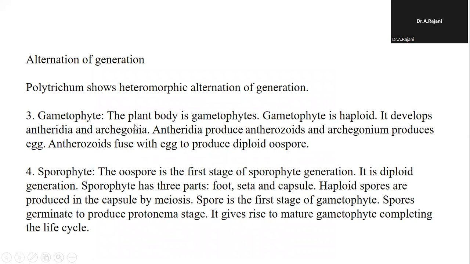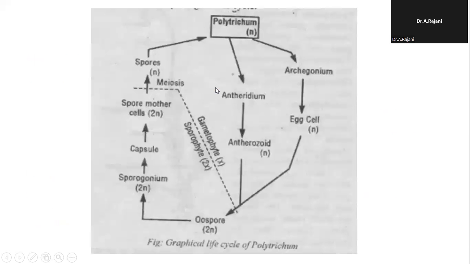So here we come across alternation of generations. It shows heteromorphic alternation of generation, that is, gametophyte alternating with the sporophyte. So both the gametophyte and sporophyte differ morphologically as well as physiologically. Hence, we call it heteromorphic alternation of generation. So this is just a diagrammatic representation of the life cycle of Polytrichum.